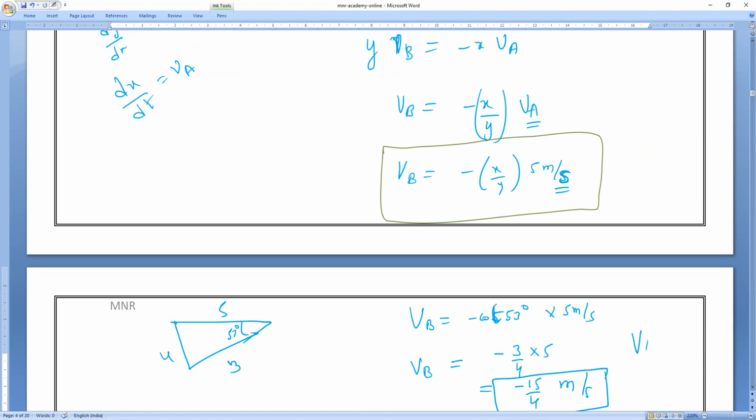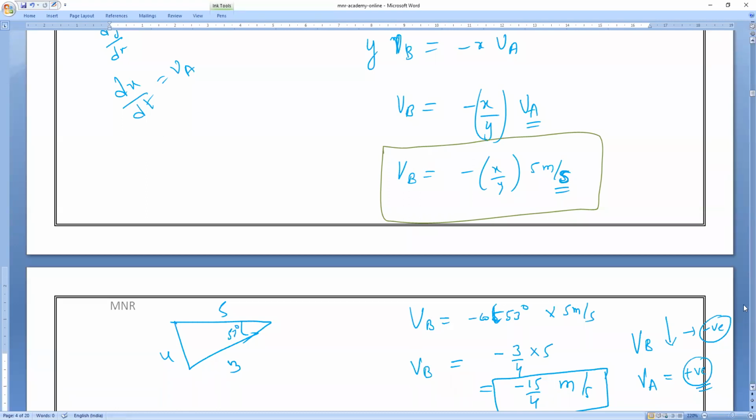Have you noticed it, everybody? vB is coming downward, so is it negative or positive? Negative. And vA, is it going upward or downward? Moving forward, so vA is always positive. Okay, guys? All of you understand?